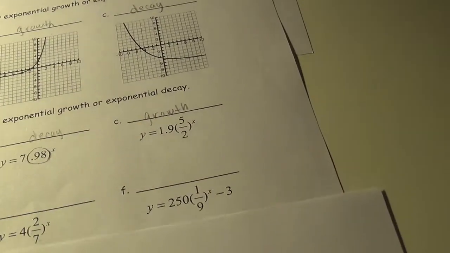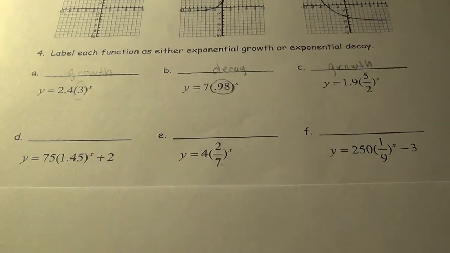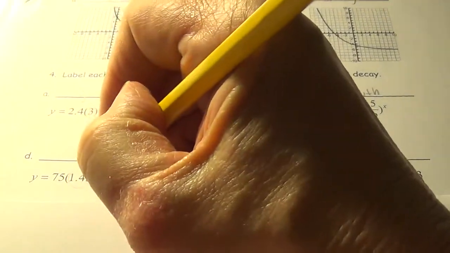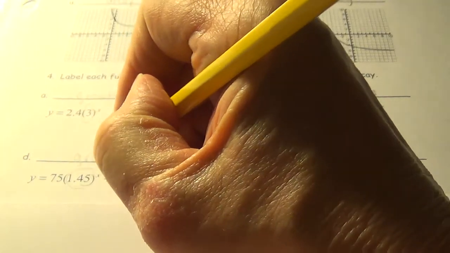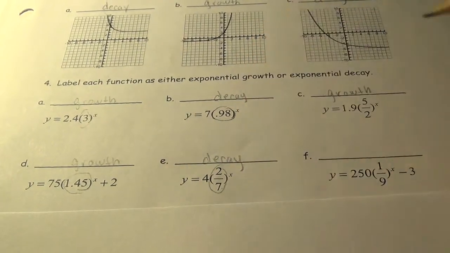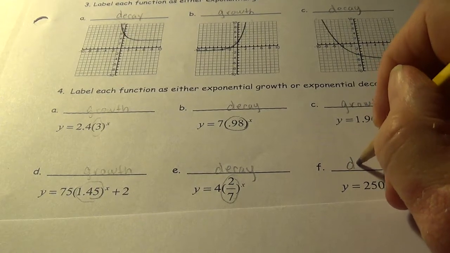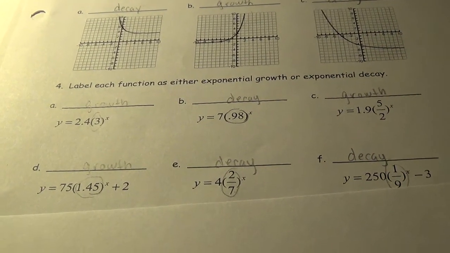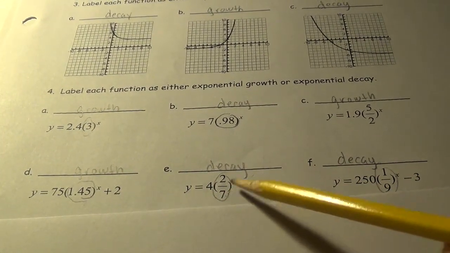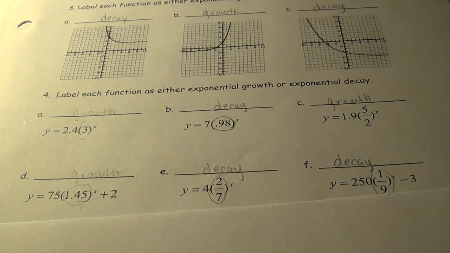All right, we have a few more to do. Do those, then look at my work and see if it agrees. All right, check it with mine. Greater than 1, growth. Less than 1, decay. And between 0 and 1, decay.